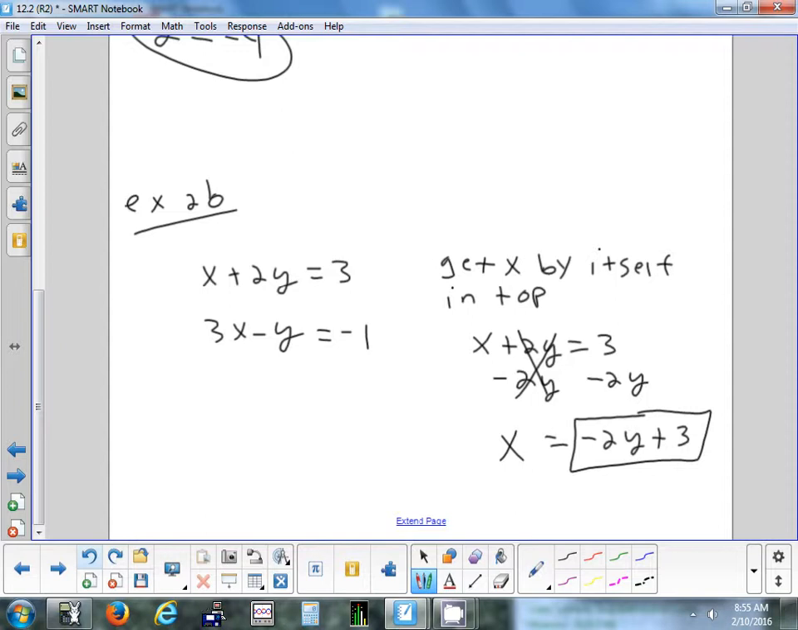Now, when I substitute this back in, what equation did I just use? Did I use the top or did I use the bottom? We just used the top one. So if I already used the top, I'm going to plug back into the bottom. And now notice what letter you're plugging in for. X.